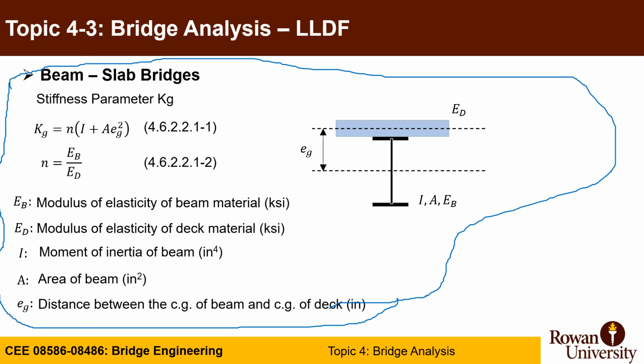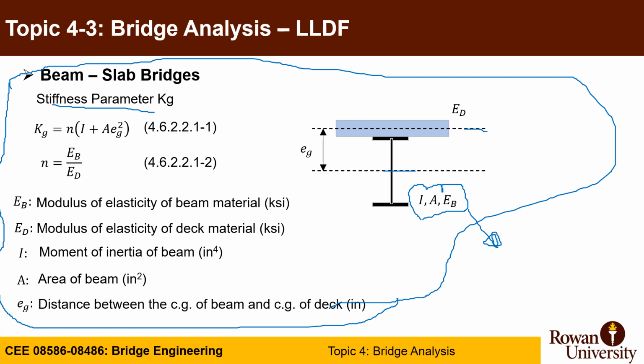to calculate the so-called stiffness parameter Kg. You have a slab, you have a centroid of a slab, you have a steel girder, you have a centroid of a steel girder. You can get from a steel girder the area, moment of inertia, and modulus of elasticity for steel. Or if it's a pre-stressed girder, it's going to be the modulus of elasticity of the pre-stressed concrete girder. You know how to calculate that because we explained the inertia and area in topic 4-1.